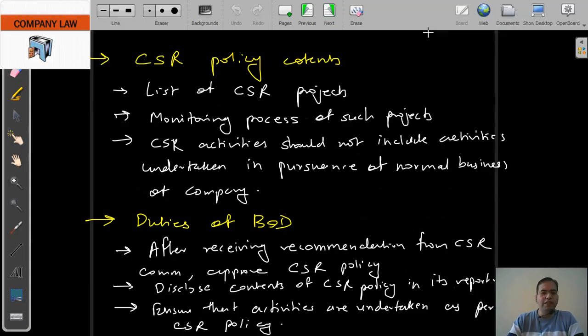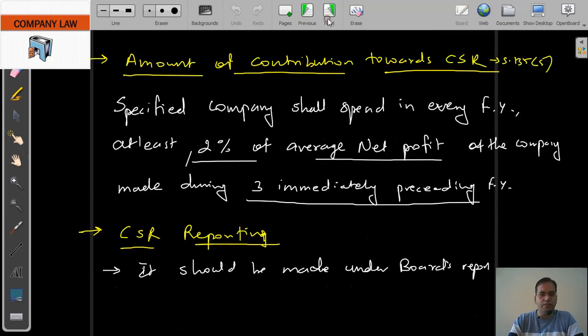What are the important constraints? You need to mention the list of CSR projects and the monitoring process. The CSR activities should not include the normal activities. The activity should be undertaken in the local areas. Board's report.